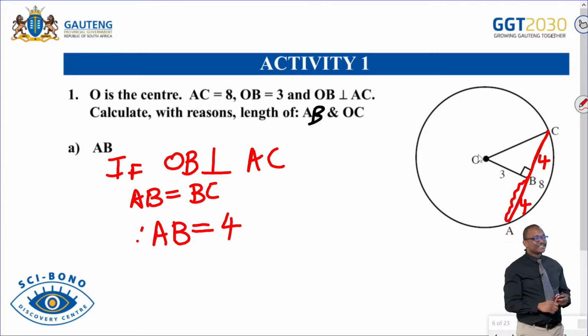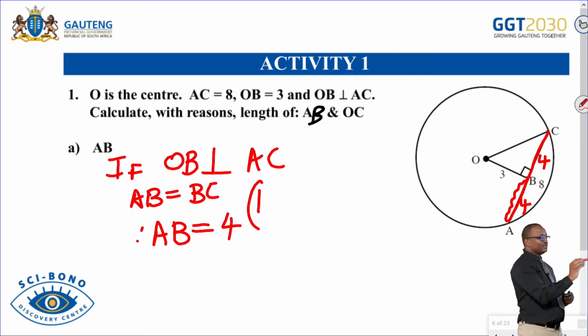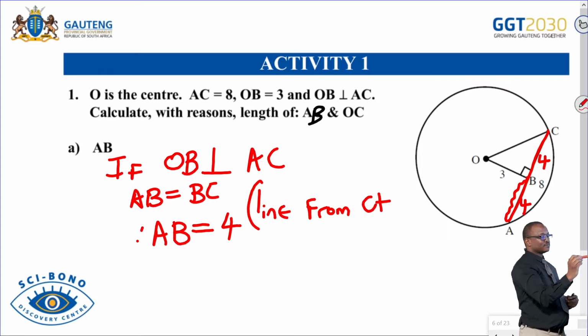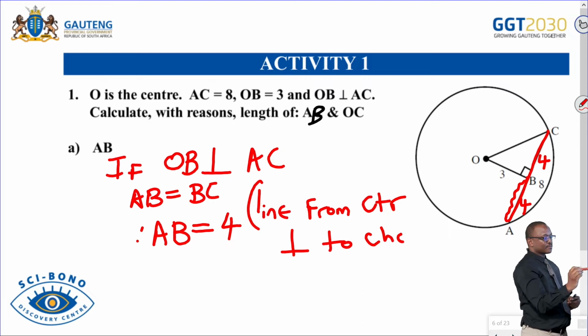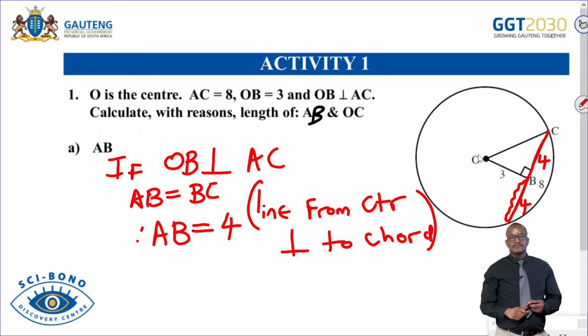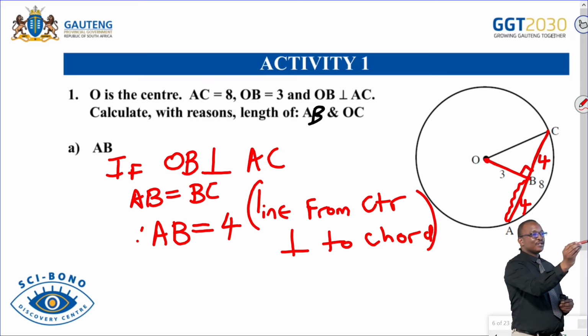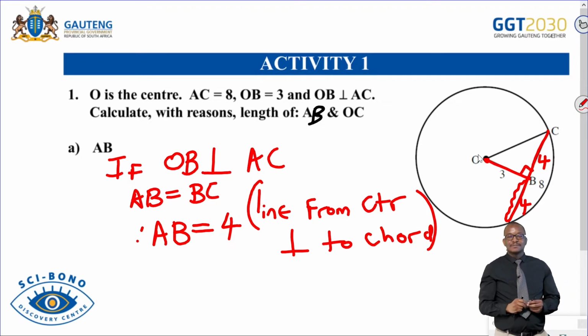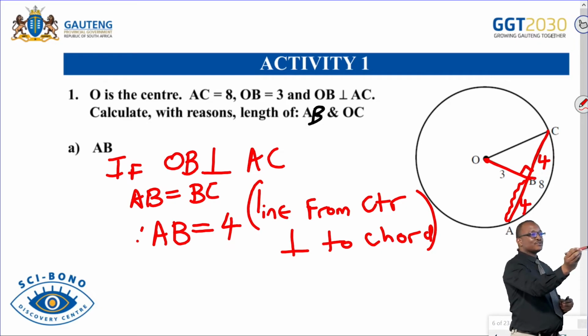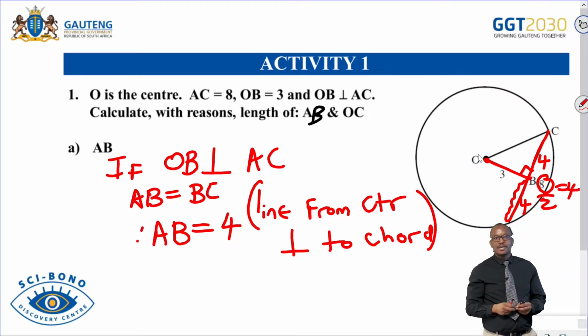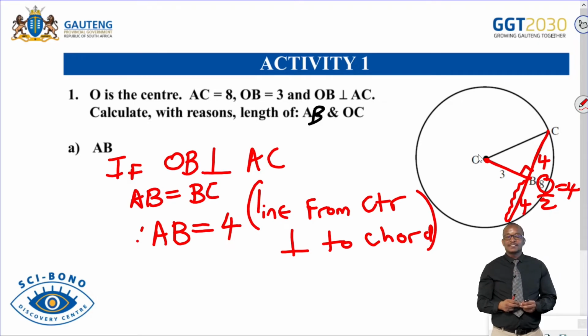Then what will be the reason for this? Remember, the reason will be line from center perpendicular to chord. That will be your reason. Line from center perpendicular to chord. Because we said if the line from center is perpendicular to the chord, then it bisects the chord. Correct. So you know when you bisect, you divide into 2 equal parts. It means that 8, you divide it by 2, it will be 4. So each length there, AB and BC, will be 4. So that is how you prove that those 2 lines, AB and BC, are equal. It is as simple as that.